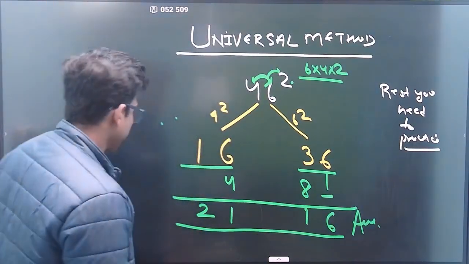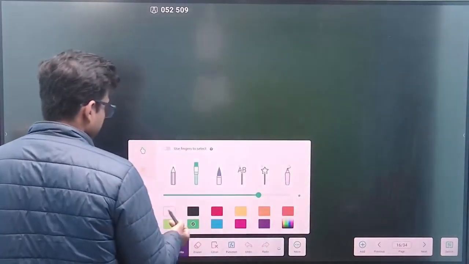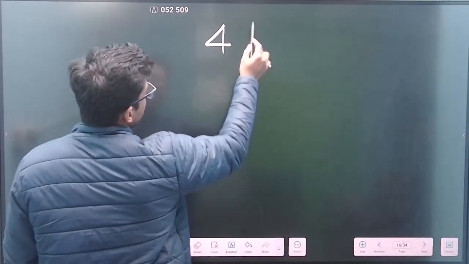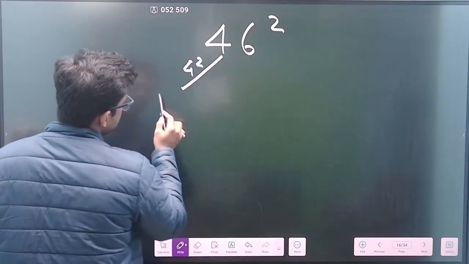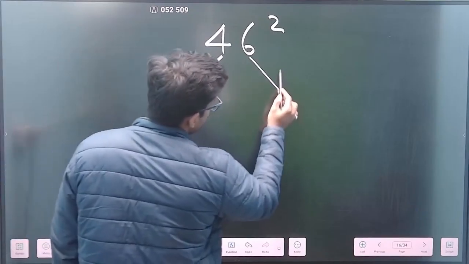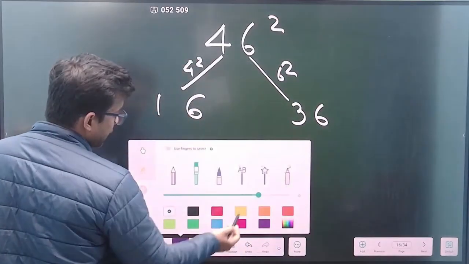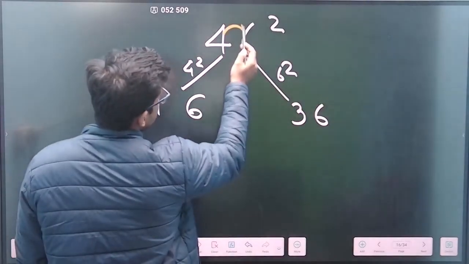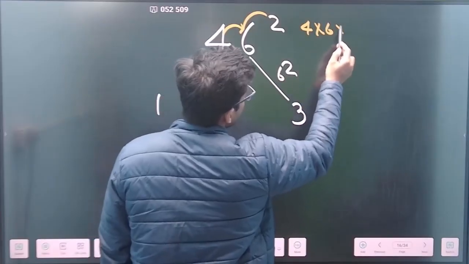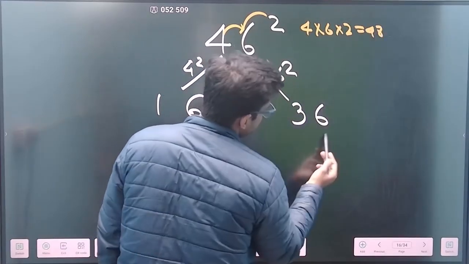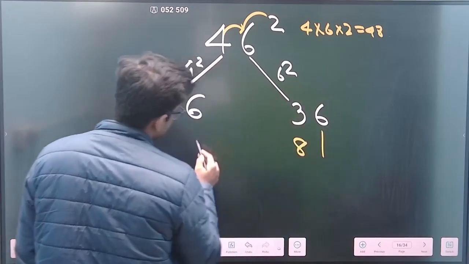Let me repeat one more time so that you can have a clear vision. The number is basically 46 square. Write down the square of 4. 4 square is basically 16. Write down 16 here. 6 square is basically 36. Write down 36 here. Now you need to multiply 4 into 6 into 2, which is 48. Leave this space. Do not fill this space writing 48. Write down 8 here. Write down 4 here.